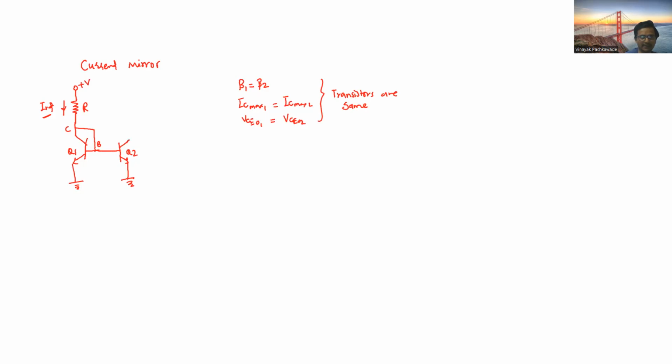And here I say that I have an I out. So essentially I would like to connect it to the load. This is the current I want to deliver to the load.